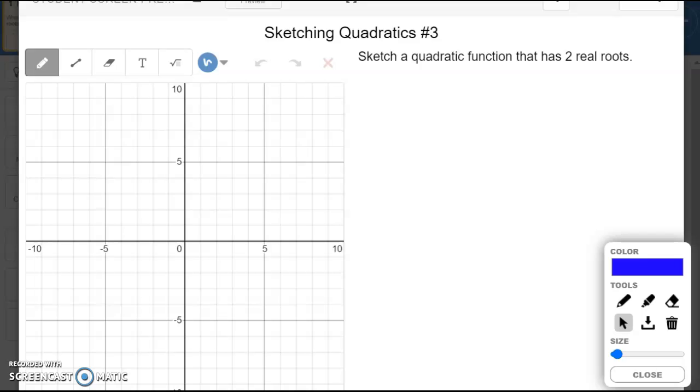Okay, then sketch a quadratic function that has two real roots. Two real roots means we have a parabola that is going through, and my parabola does not look very symmetrical, but here is one root and here is another root. Okay, it does not have to go through an integer or whole number exactly. It can be anywhere in between.